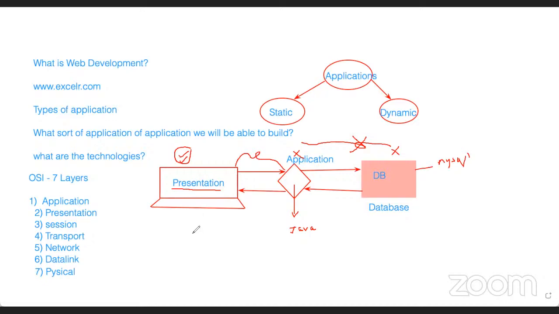Next, what sort of technologies are we supposed to use to build this presentation layer? To build a beautiful presentation layer, there are 3 levels of programming that you have to take. The first, step number 1, we must design a page.